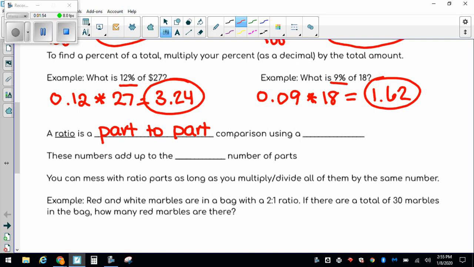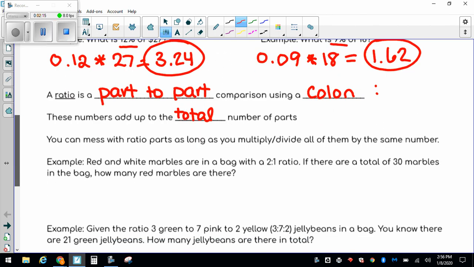So we are comparing how much each part is using a colon. And that is this guy right here. It looks like two dots on top of each other. These numbers add up to the total number of parts. So I said you can mess with ratio parts as long as you multiply or divide all of them by the same number. That's easier to understand when you look at how it does.